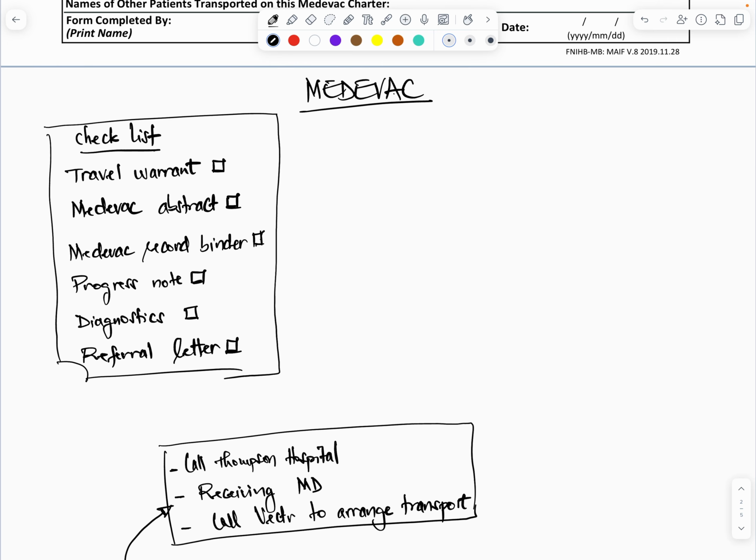You want to have this checklist essentially to ensure that you do not miss any one of these steps, because every one of them is critical. So, the travel warrant being the first thing, Medevac abstract is the second thing, the Medevac record binder, the progress notes, diagnostic results, such as ECG, X-rays, labs, and so on, that may be pertinent to your case. And finally, the referral letter.